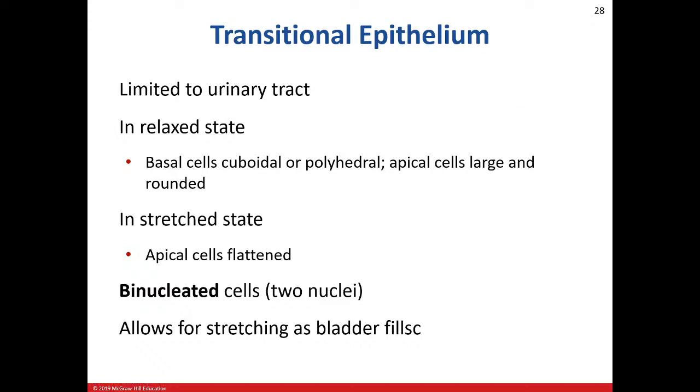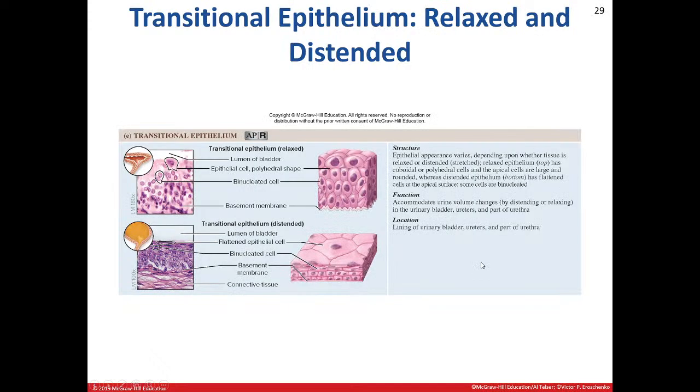Transitional epithelium, we mentioned, is limited to the urinary tract. So it can be in a relaxed state or a stretched state. In the relaxed state, the basal cells are cuboidal and polyhedral, meaning they have many sides, many shapes. The apical cells are large and rounded. In the stretched state, the apical cells become flattened. These cells are binucleated, meaning they have two nuclei, and they allow for stretching as the bladder fills. So here you can see the two states of the transitional epithelium.